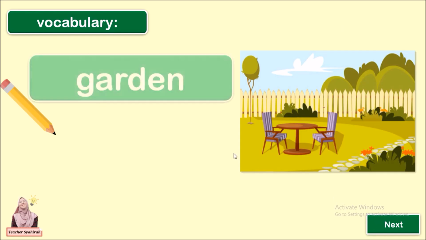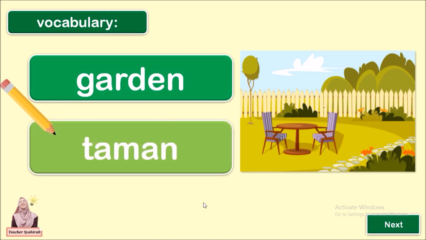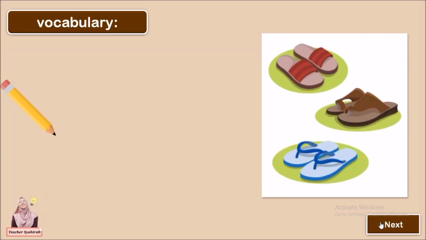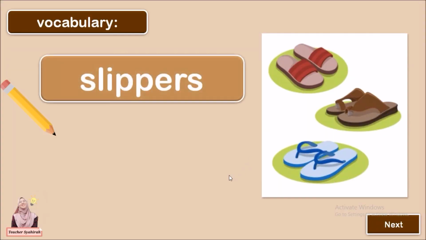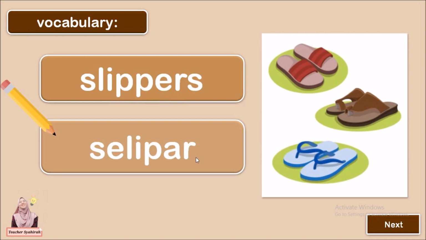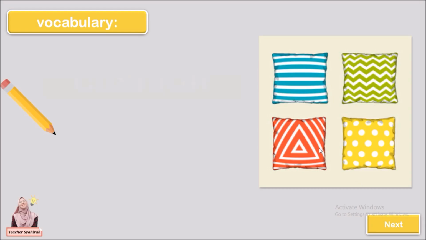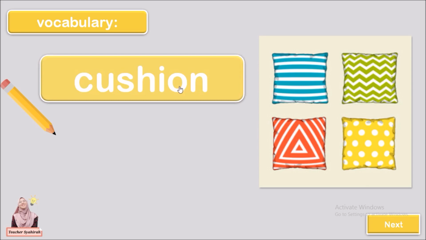Alright, the first vocabulary for today is garden. Garden. Garden in Malay is taman. Okay, garden is usually the place where you plant trees, flowers, fruits, those sort of things. Alright, next one is slippers. Slippers. In Malay, we call it selipar. Next one is cushion. Cushion.